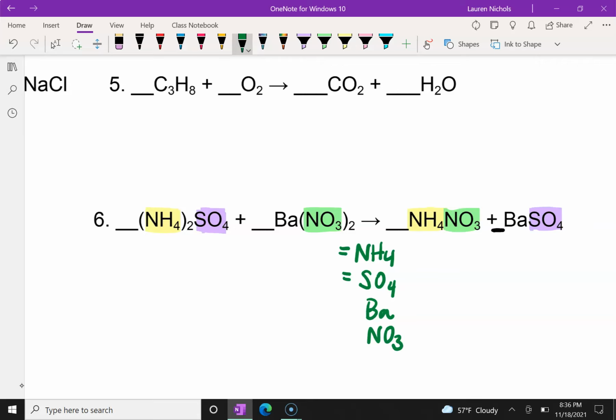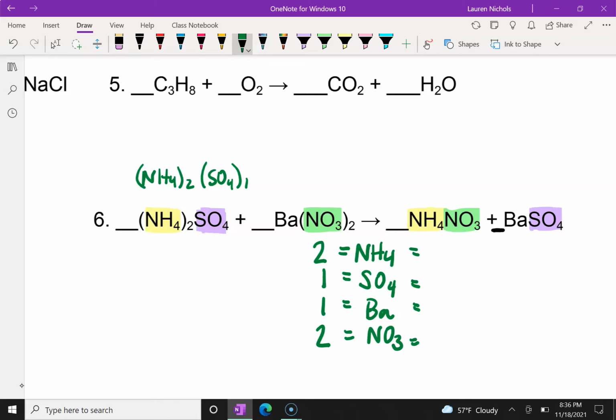So now, when I'm counting up how many of each of them I have, remember that when there's no parentheses around it, that's like a 1. So remember, if I have (NH4)2, that SO4 doesn't have parentheses, so if it did, it would look like this. It would be SO4 with a 1 outside of it. So that's saying on the left side, I have 2 NH4s, 1 SO4, 1 barium, and 2 nitrate ions.